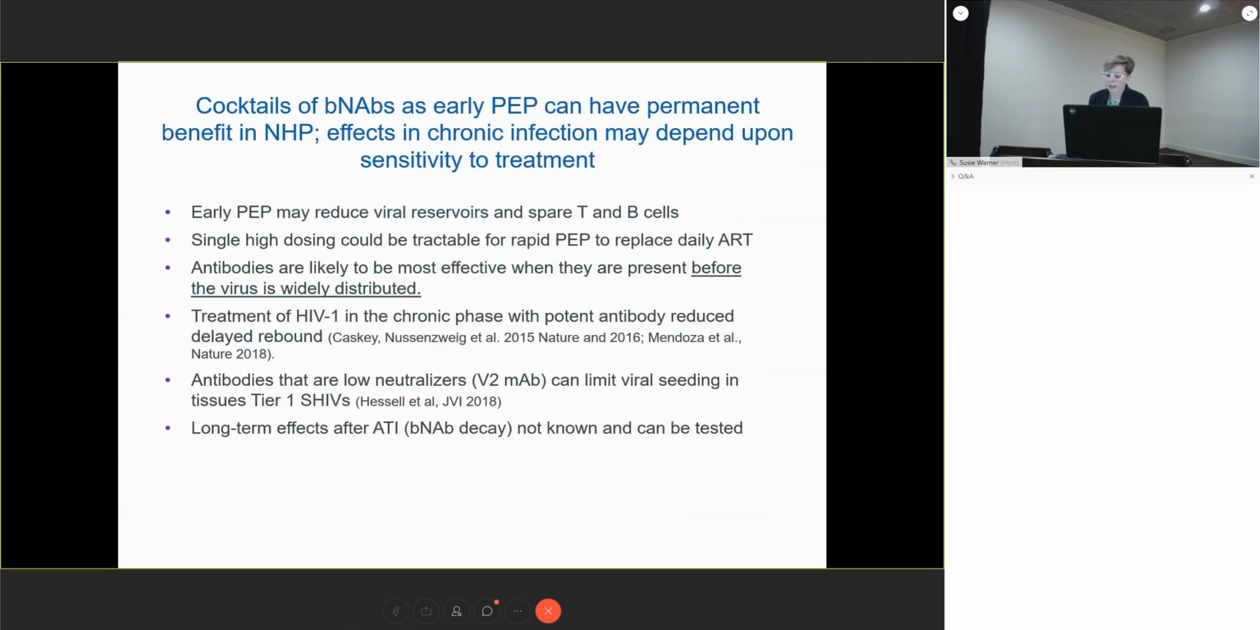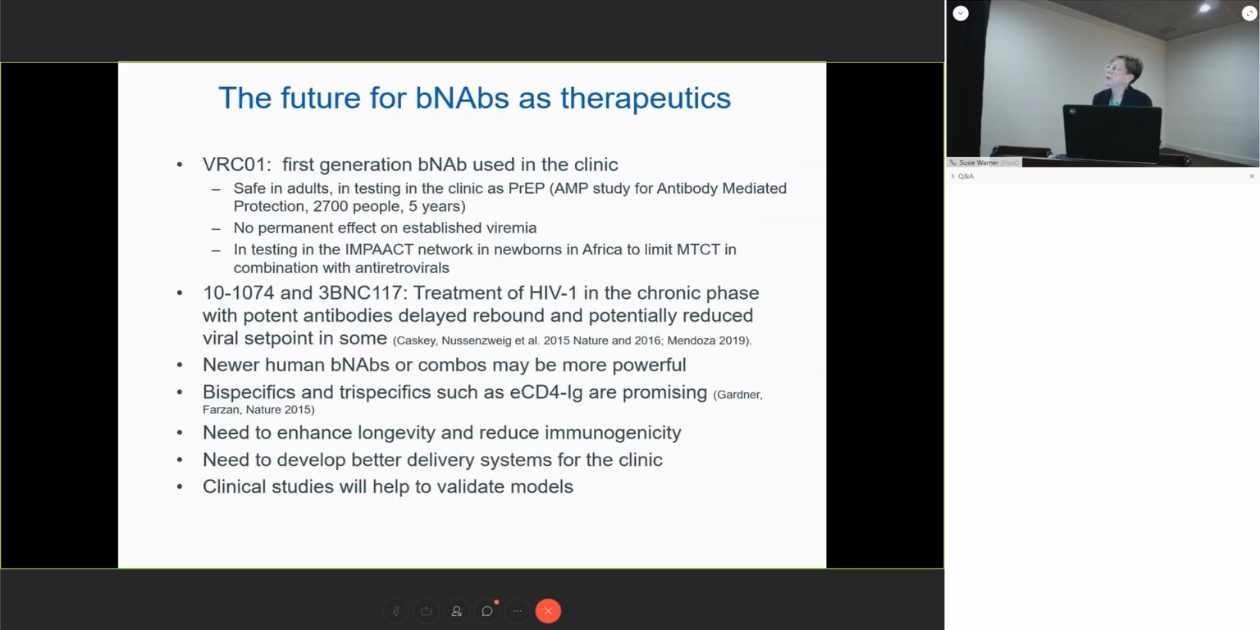We did an experiment that I haven't shown you with a V2 antibody that showed we could not block infection effectively, but we could limit viral seeding. That's an open question. It needs a lot more study to really understand what was going on with that study. And long-term effects after ATI are really not known.